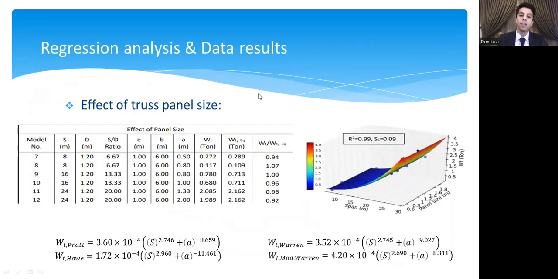Regression analysis and data results: effect of truss panel size. The panel size is treated just the same as the depth. We found the graphical behavior and the equation right here, by substituting the panel size and the span to find the weight of the truss.